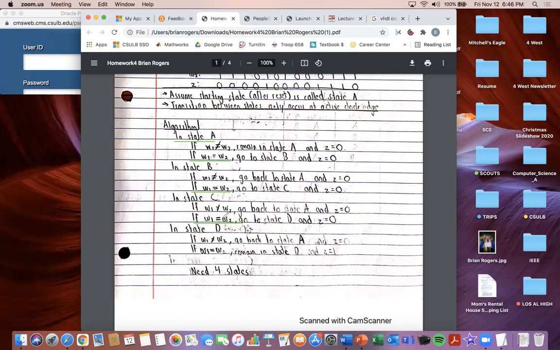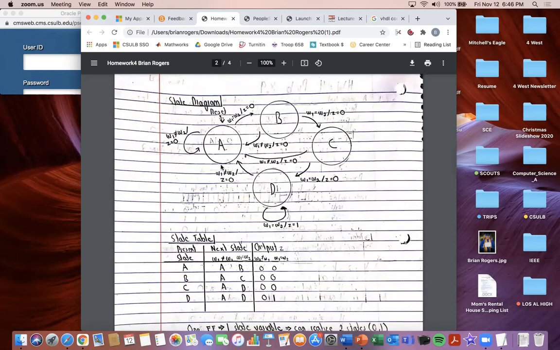Okay, so I put my algorithm together, and then I drew my state diagram here. So I'll do the correct scenario. It goes here if they're equal, goes here if they're equal as well, goes here if they're equal as well, and then finally, if they're equal, it stays in D, and then Z would remain 1.